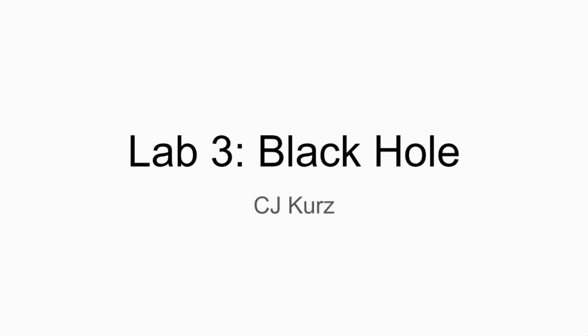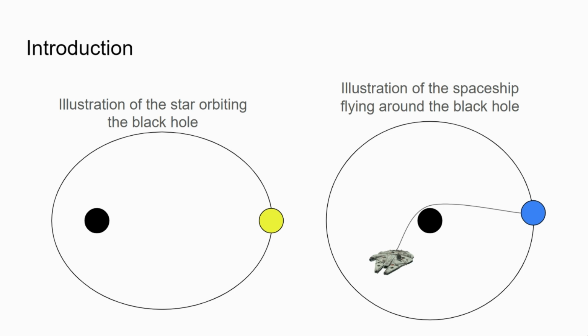Hello everyone, I am Colin Kurz, and this is my report for Lab 3, Black Hole. This lab had two purposes. The first was to estimate the mass of a black hole, and the second was to launch a rocket ship in such a way that it would fly near the black hole.